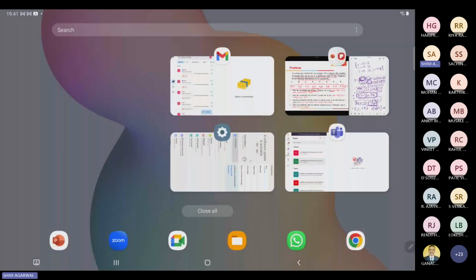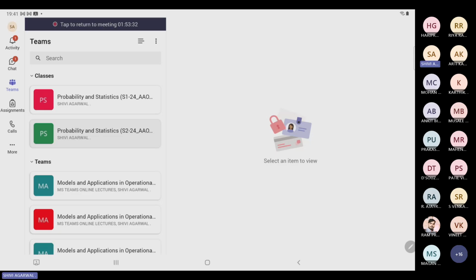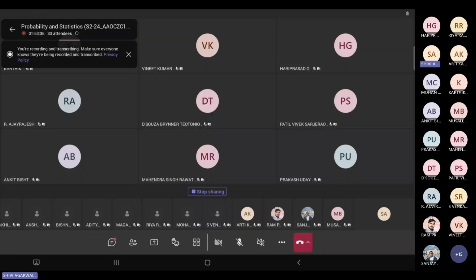But please go through these slides. Yes, tomorrow there will be class. So please go through the slides, whatever information is provided to you, so that you can understand.